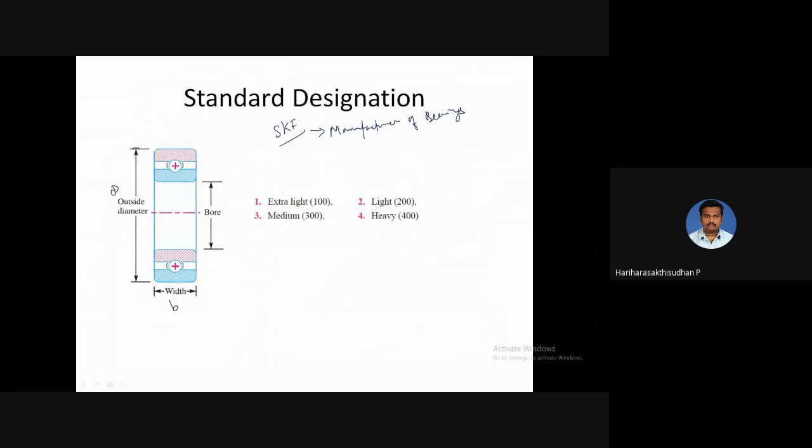For example, if you want a 6008 bearing, you can directly type SKF 6008 in Google and you will be taken to the website. On the website, you can see all the dimensions and the schematic representation, with OD, ID and width, everything mentioned.